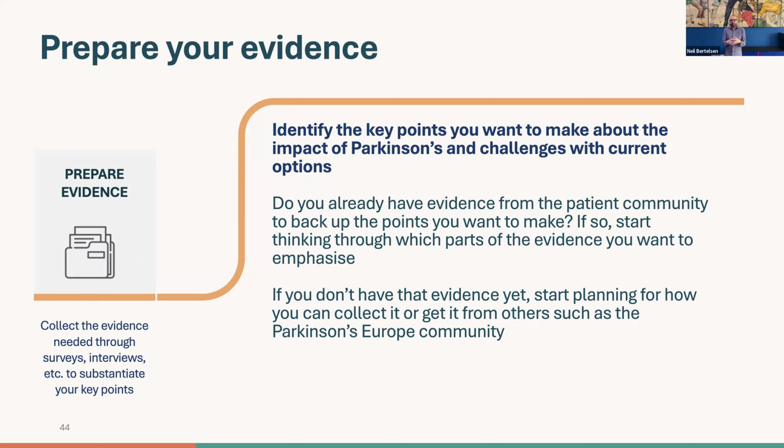It could be from patient surveys you've done in the past. It could also be from outside of your country in some cases. If you're talking about the impacts of Parkinson's disease, those impacts are likely to be similar from country to country. So if you don't have the evidence you need yet, start planning, think how you could collect it or how you could find it from others. This whole webinar has been organized by Parkinson's Europe. That's a whole community that you can work with to generate collectively the evidence you might need.